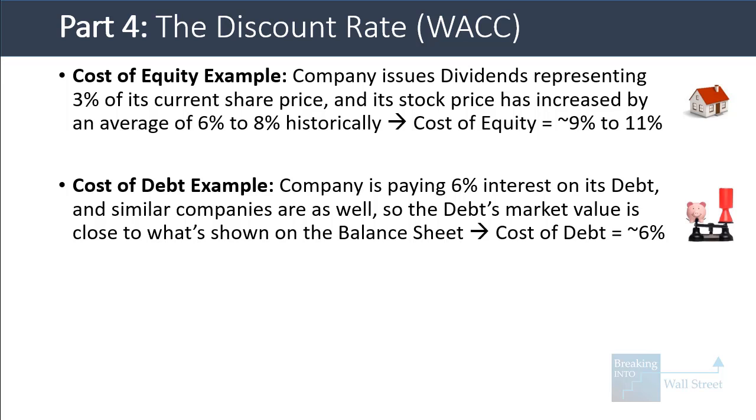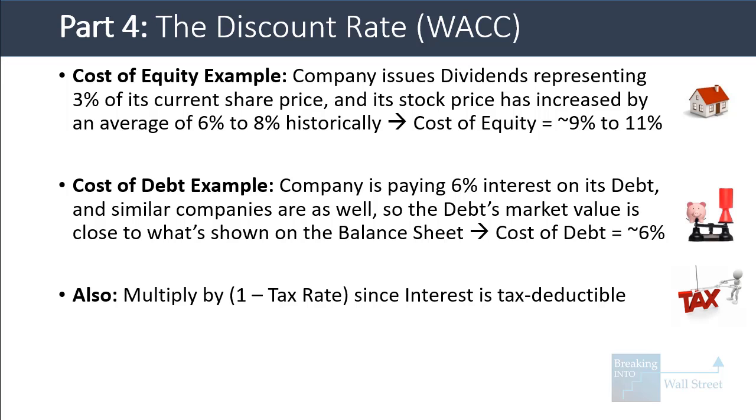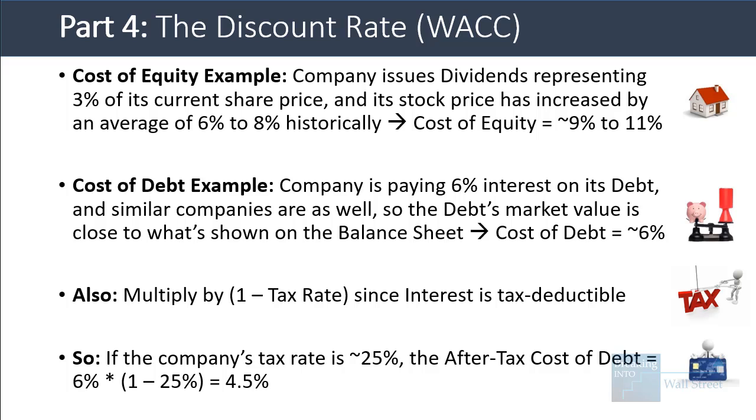Now with cost of debt, if a company is paying 6% interest on its debt and the market value of the debt is very close to what's shown on the company's balance sheet, the cost of debt might be around 6%. Also, you should multiply by 1 minus the tax rate because the interest on debt is tax deductible in most countries. So if the company's tax rate is 25% and the cost of debt pre-tax is 6%, the after-tax cost is 6% times 1 minus 25%, which is around 4.5%.